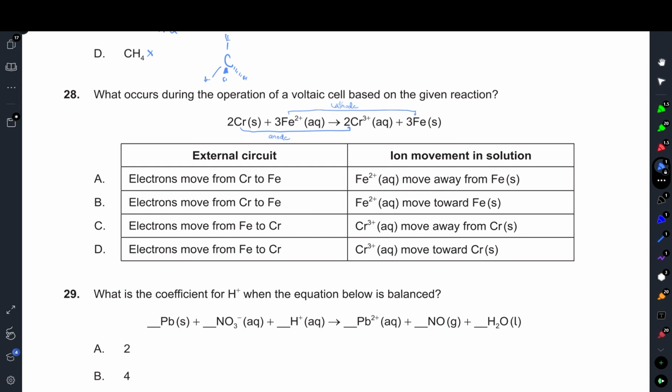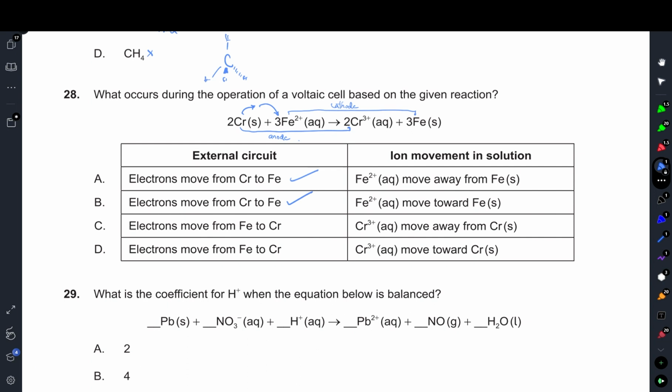So this means that electrons are moving from chromium to iron, because its electrons are moving away from chromium to form this Cr3+ ion, towards iron so it can form its actual metal. So Cr to Fe, that is correct.